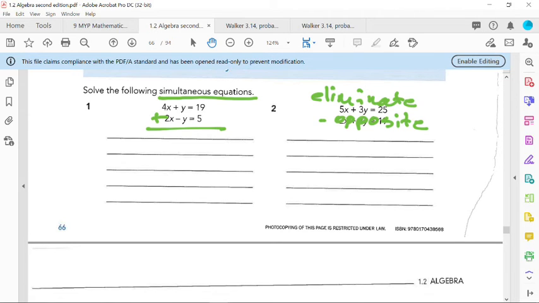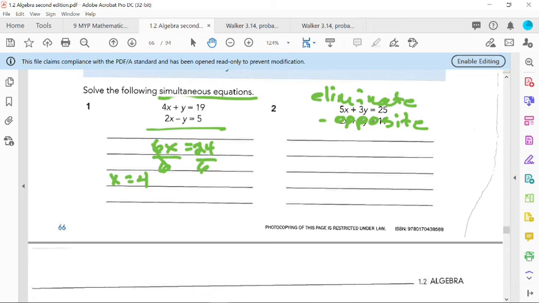If we add these together, what's 4x plus 2x going to make? 6x. Good. The y's are simply going to subtract away. And what's 19 plus 5? Okay, 24. Now we've eliminated our y's. So all I have to do is solve that equation for my x. Divide by 6, which gives me x equals what? 4. Now if x equals 4, that's one of the solutions, but now I need to go back to the original and substitute that 4 in place of one of the x's to get the other solution.